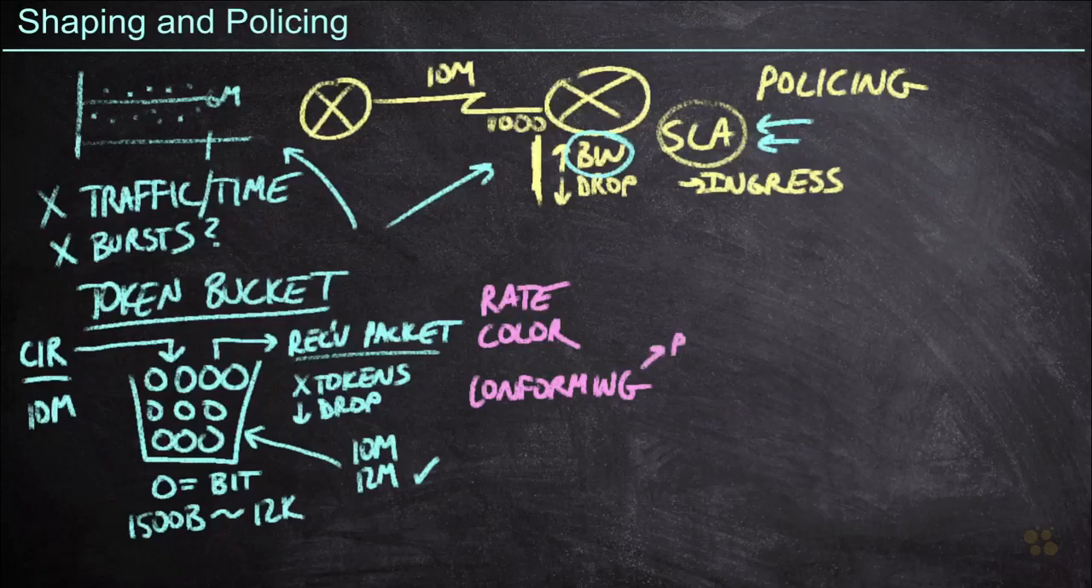So usually our result is that we pass. But then we have violating. You have violated the SLA. We don't have any tokens available, and so at this point, we're usually going to drop this traffic.